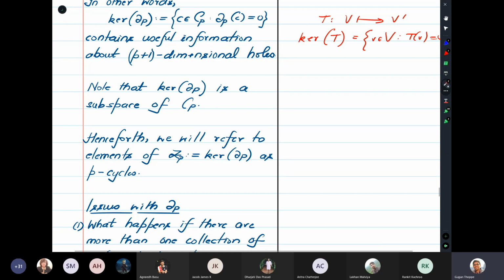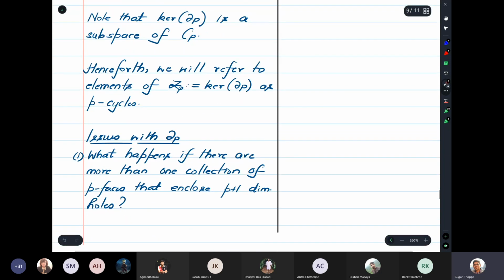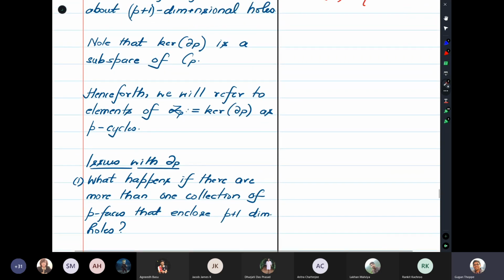Is this okay? I think we are at the end of today's class. We have done the definition of DABA-P, and we have tried to understand why it is useful. In the next class we will see what the issues are with this DABA-P operator, and we will try to fix those issues. Once we are able to fix those issues, we will reach a place from where we will be able to see, oh, now I'm able to indeed count these holes of different dimensions. So in the next class we should be done with that.